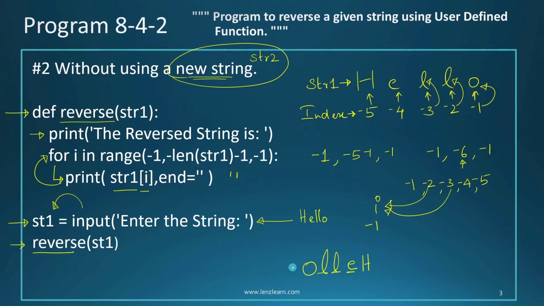So here you should understand, we didn't actually create a string called OLLEH. We were just picking one character at a time in the reverse order from str1 and printing it on the screen. So let us run this program.